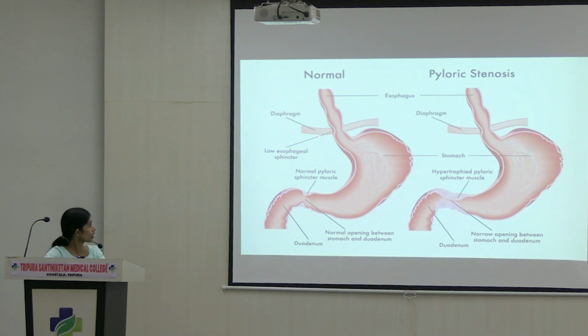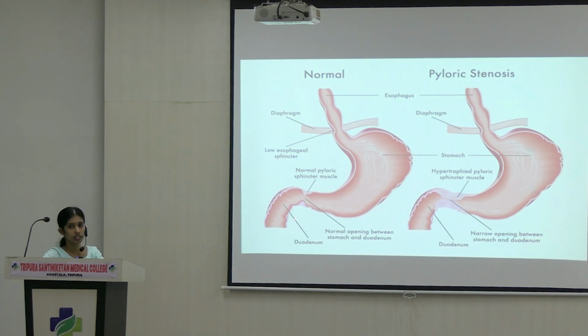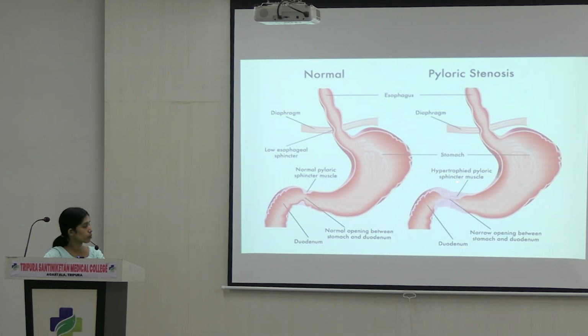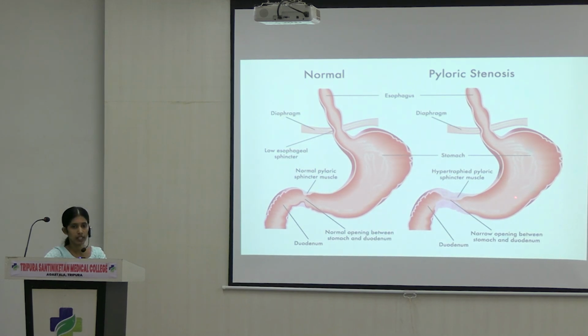This is your diaphragm and this is your esophagus part. This is the cardiac end, greater curvature, lesser curvature and the pyloric end. In the pyloric end we have an important muscle called pyloric sphincter muscle. This is the normal opening to your duodenum, that is the small intestine, and here you can see the hypertrophy of your pyloric sphincter muscles that is causing this stenosis, that means constriction of your pyloric end part.